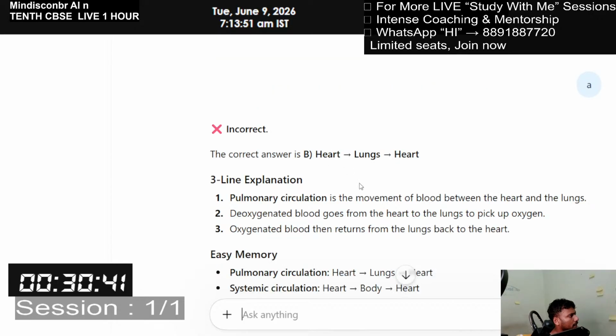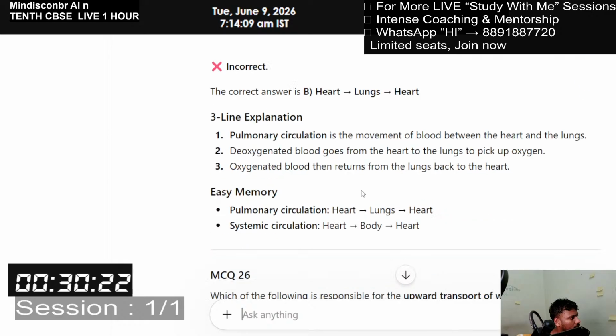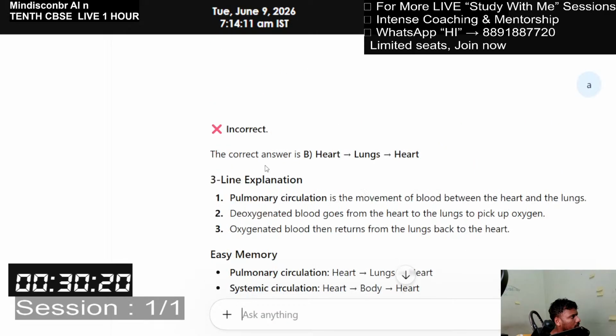The correct answer is heart to lungs to heart. The pulmonary circulation is the movement of blood between the heart and the lungs. Deoxygenated blood goes from the heart to the lungs to pick up oxygen. Oxygenated blood then returns from the lungs back to the heart. So the correct answer was heart to lungs to heart.